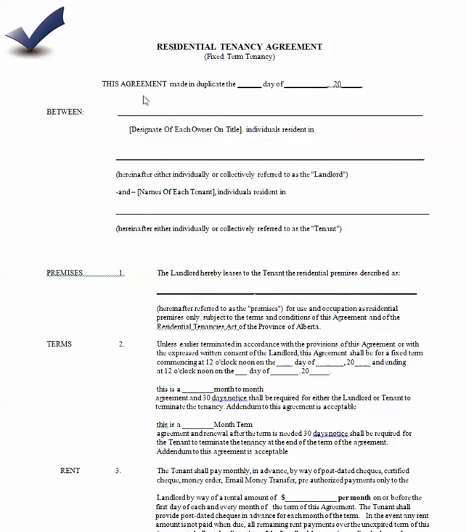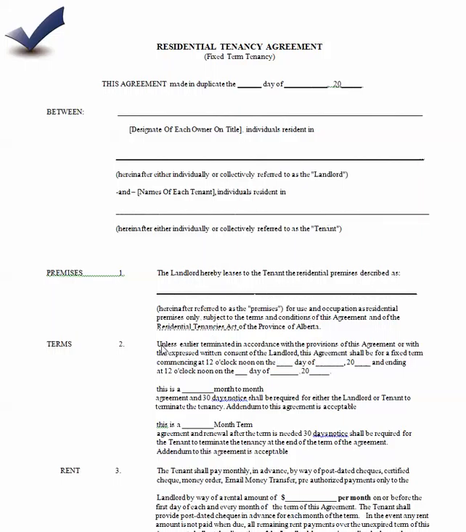So the owner's name is right here. If there's one owner or two owners, you put the names right there, and whoever the agent is, if that's a caretaker, just put the caretaker's name right there, whoever is filling out this document. Next, you put your name there, of each tenant, and then we're going to put the address right over here.